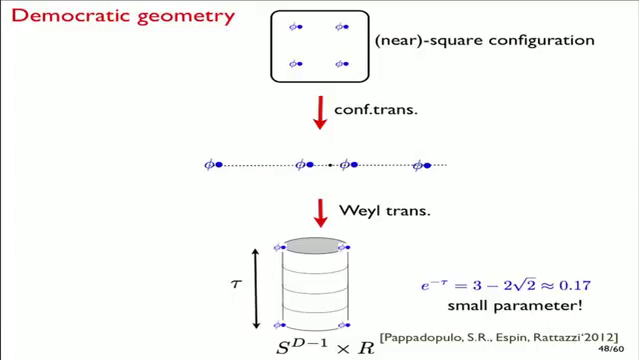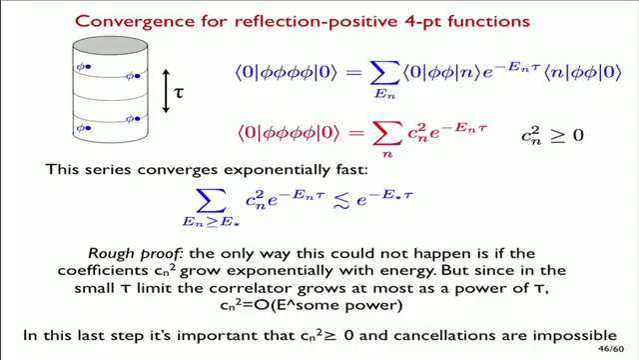Excuse me? Does this number depend on the size of the group, or on the OPE coefficients?